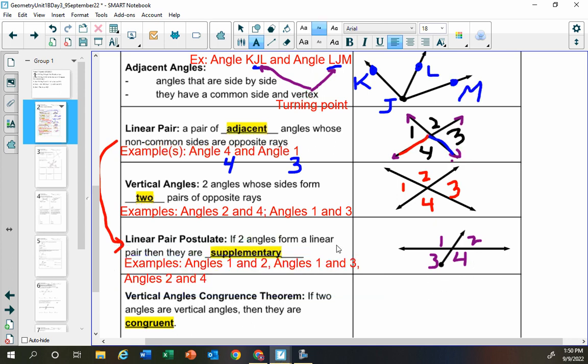And then again, with supplementary, it's earlier in our notes. How many total degrees is supplementary? Look up at the top of your notes from today. How many degrees? 180. Supplementary is 180. Good. It's 180. Exactly.